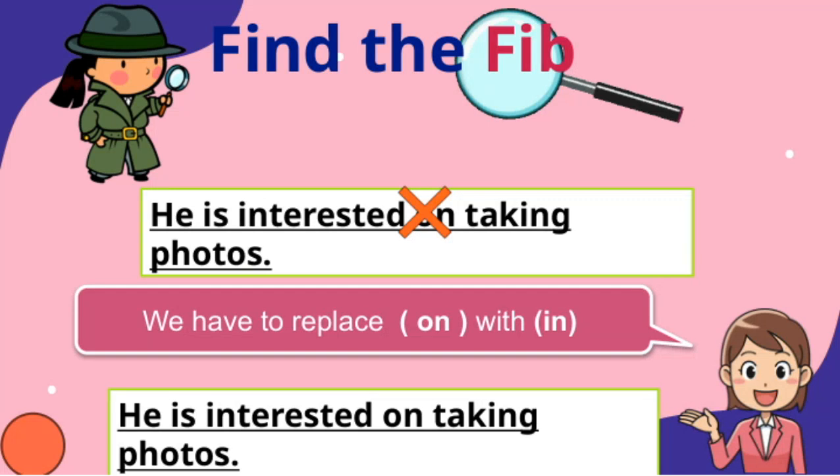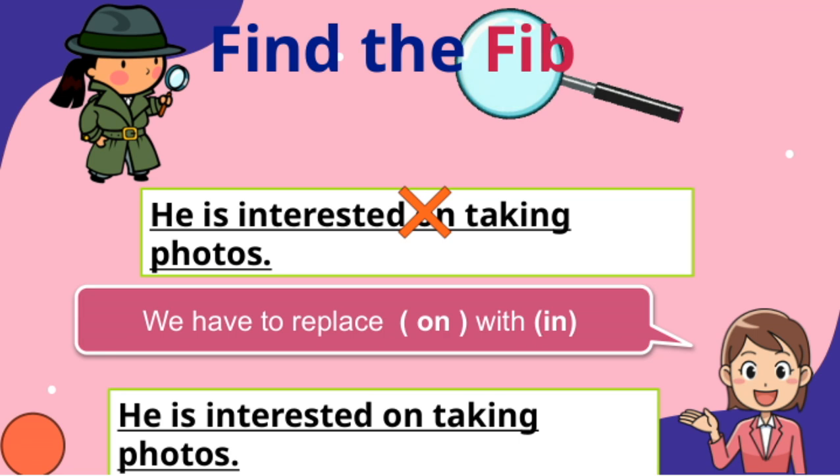Let's take a look at this sentence. Notice that it says, "he is interested on taking photos." Now, this is a common mistake. The phrase "interested in" is the correct form, so the sentence should be, "he is interested in taking photos." The preposition "in" is used here to show what he's interested in. This is a good example of a common error that many learners make. Remember, when talking about interests or hobbies, always use "interested in." And that's the key point here.